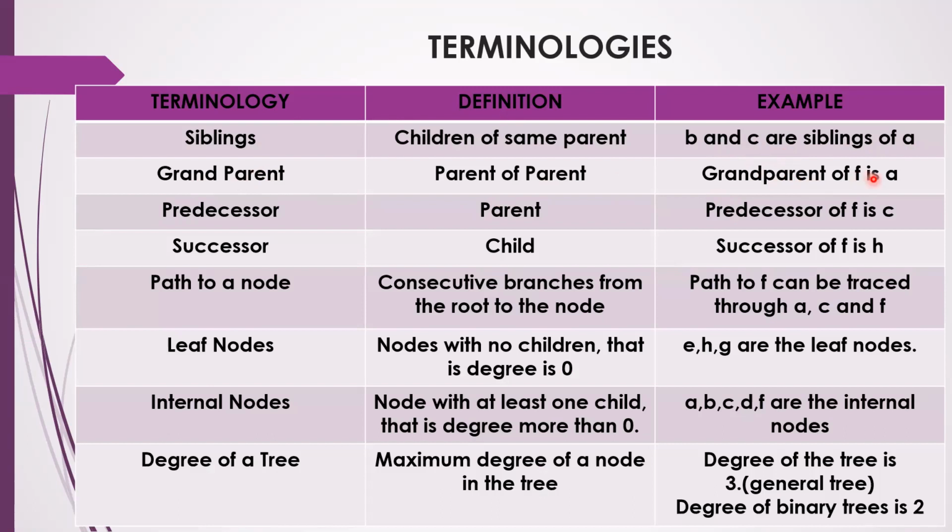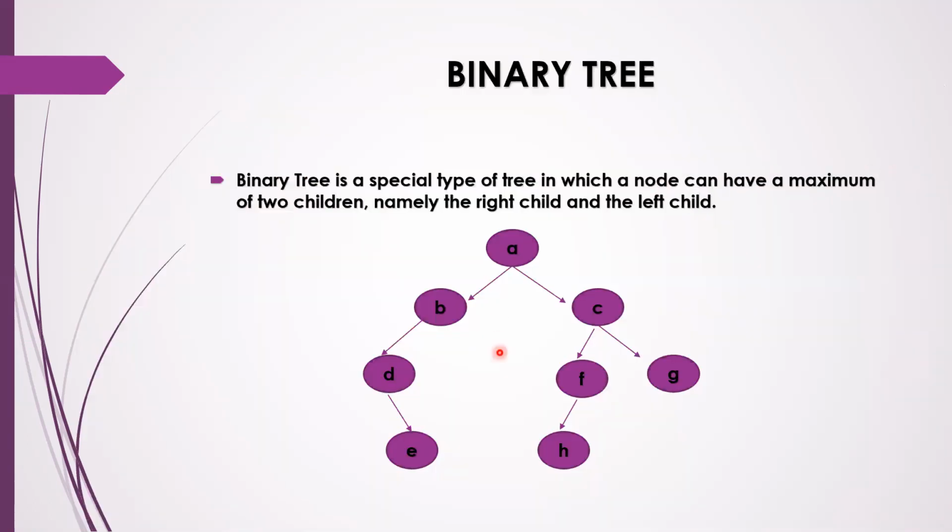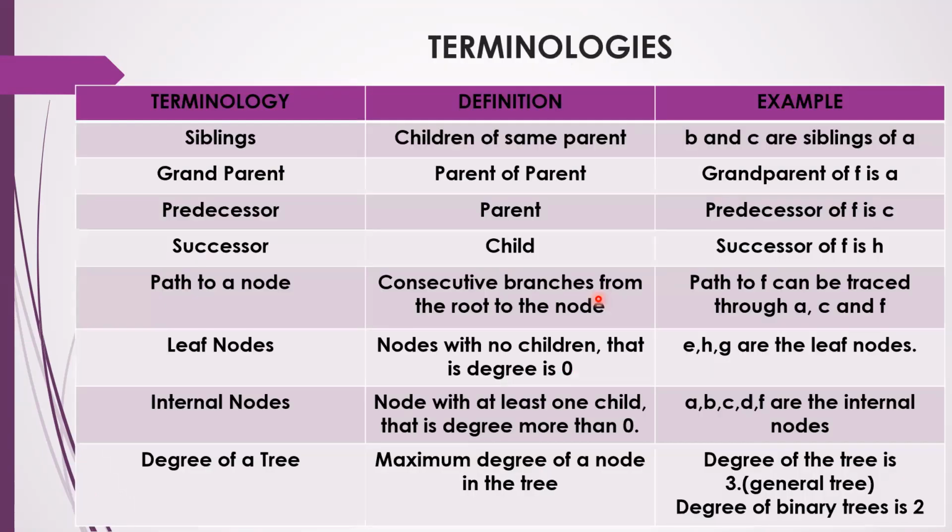So grandparent: parent of parent. So grandparent of F is A. So if we go to F, F's parent is C and F's grandparent is A. C's parent is A. B's parent is A, right? And if you see, E's parent is D and E's grandparent is B. And you have H here. H's parent is F. H's grandparent is C.